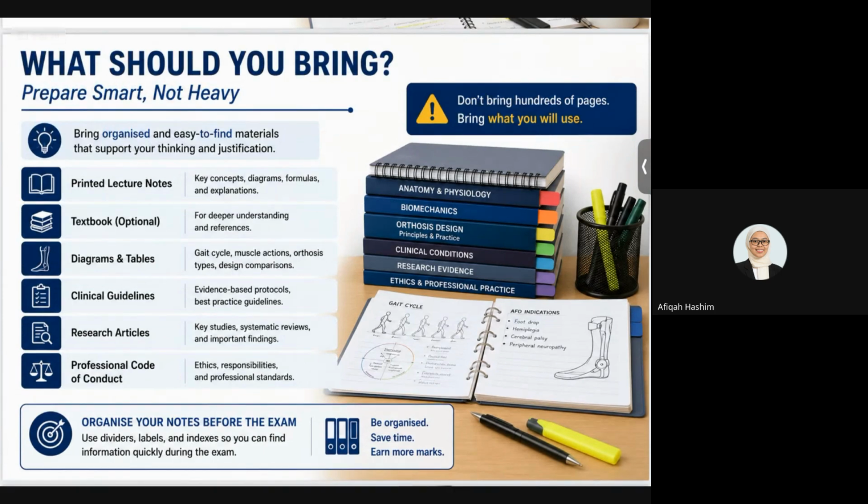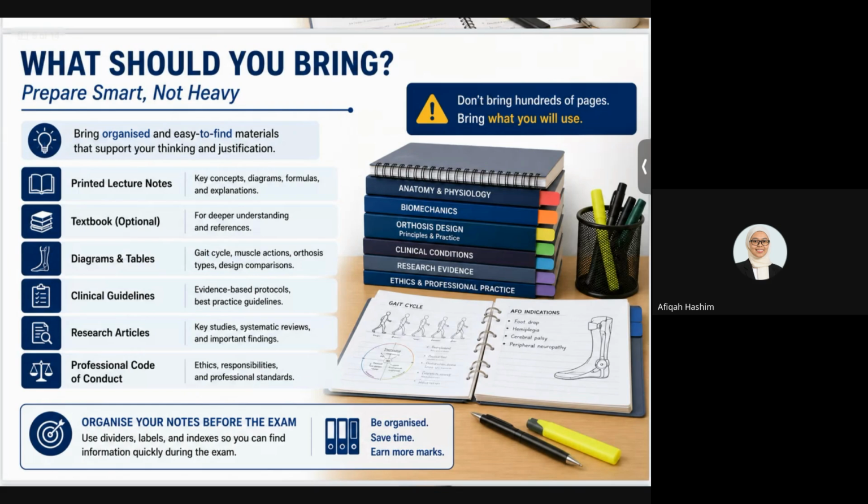Some students print hundreds of pages, research papers, textbooks. During the exam, you don't have time, and they spend more time searching than writing. That's not what we want. You will use this because in the next year 4, you also have a lot of exams. My first advice, don't bring everything. Instead, bring an organized note. Think of them like a quick reference guide rather than something you will read from the start.